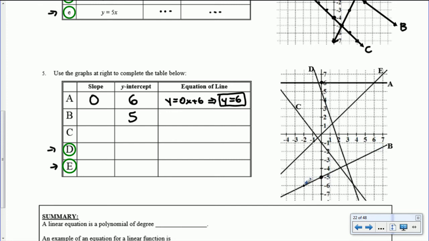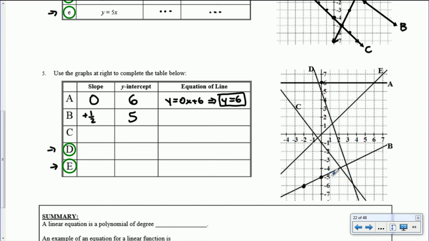So maybe just work over here because it's a little less crowded. To get from this point to this point, we go up 1 and right 2. Because we go up 1 and right 2, that means the slope is positive 1 over 2. Right? The rise is 1, the run is 2.